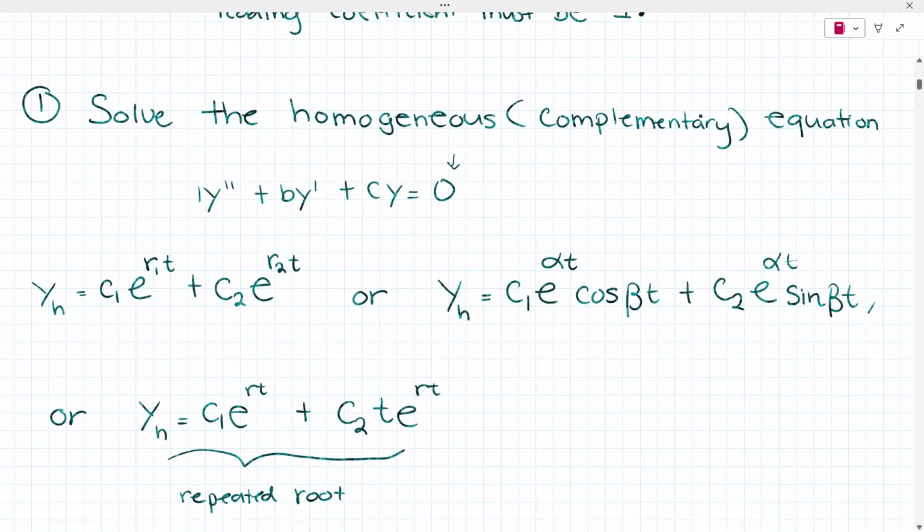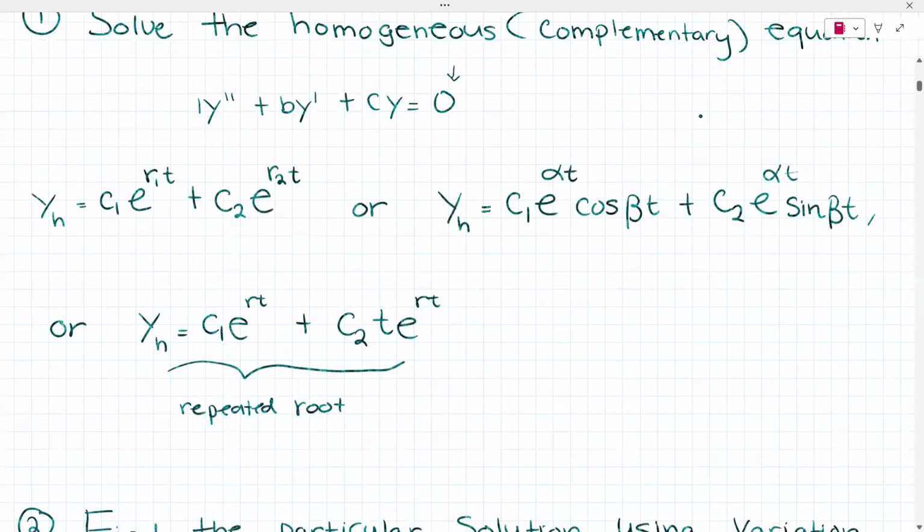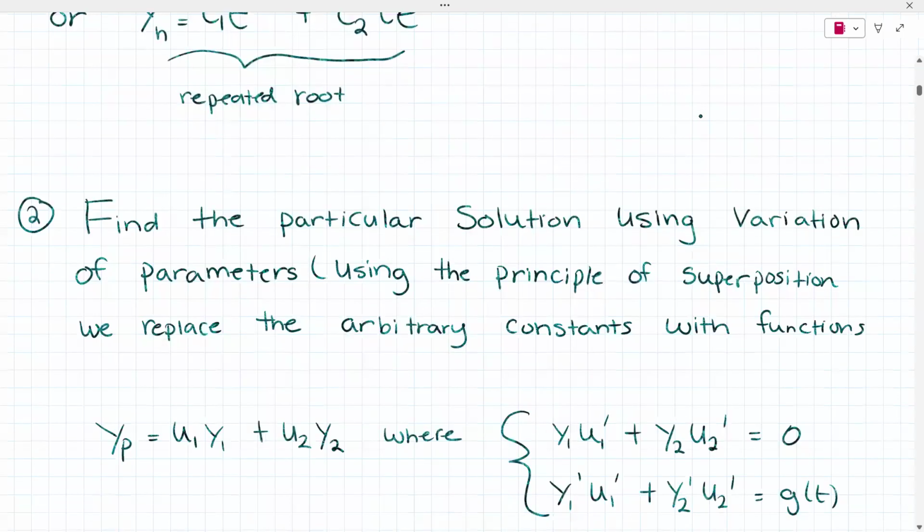If you have imaginary roots, if you have trig, you would do this. If you have just two regular separate r's, it's this. And if you have a repeated root, we'd use this. Then what you would do is find the particular solution using variation of parameters, using the principle of superposition.